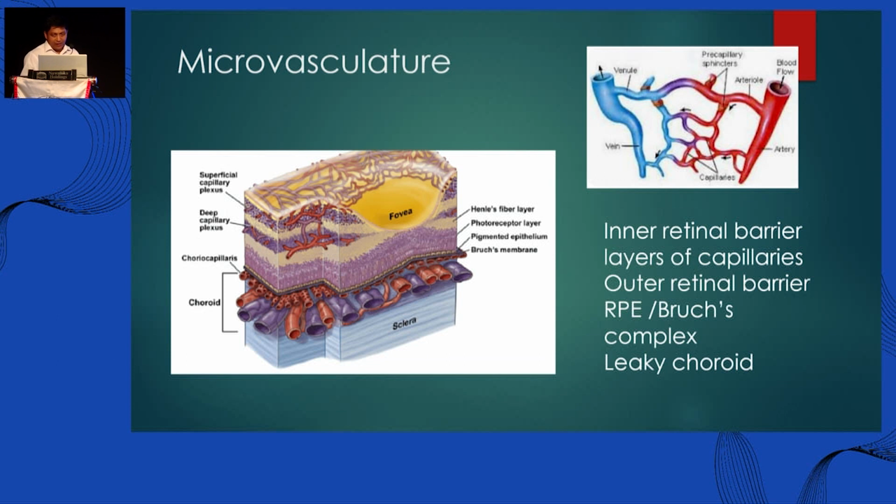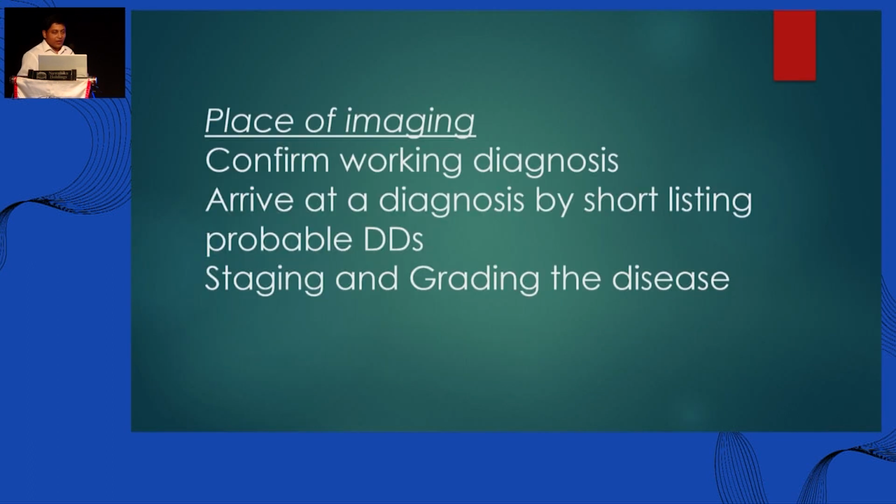Having all that in mind, let's move to the next slide. We have looked at the patient and have a clinical diagnosis. Why do we want imaging? Maybe we have a working diagnosis already and want to confirm it, or we have a list of differential diagnoses which we want to shortlist. Or maybe we know the diagnosis, but we want to stage and grade the disease so that we can decide what we are going to do and what the outcome would be.